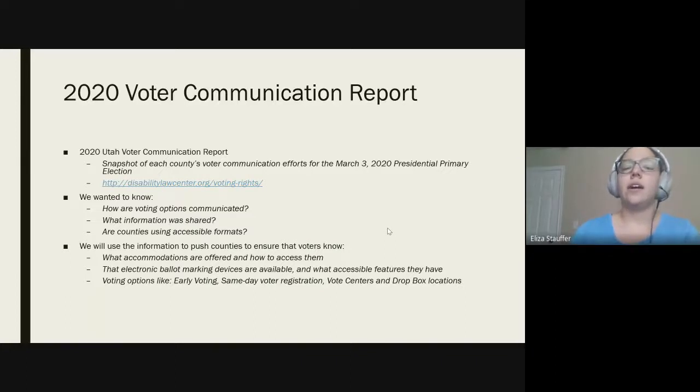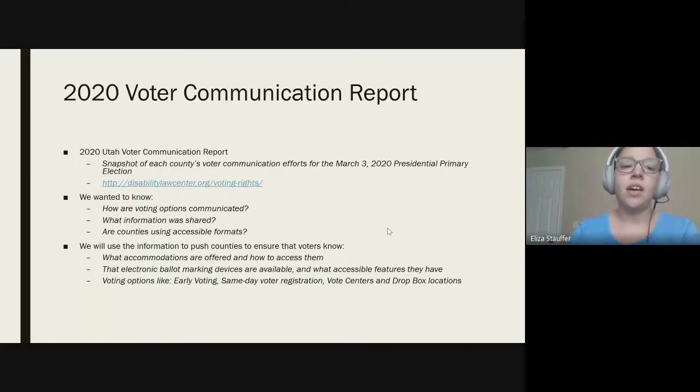For the report, we wanted to know how are voting options communicated, what information was shared and on what platforms, and are counties using accessible formats. We think that this information could help us push counties to ensure that they are communicating what accommodations are offered and how to access them, because county by county, it can be different and it's allowed to be different, but it's very important that they communicate to their voters what is available so that voters can make the right decision for them and also access what they need to in a timely manner.